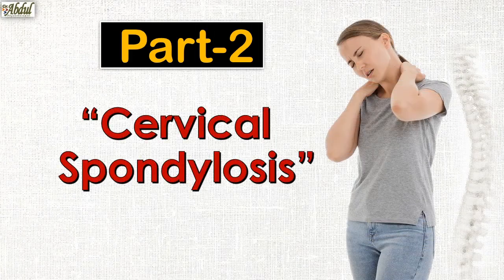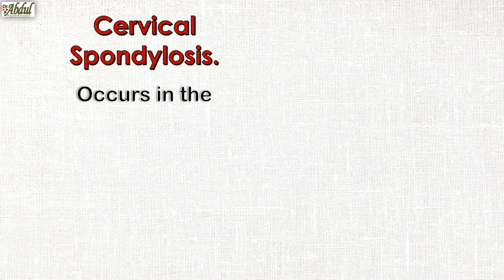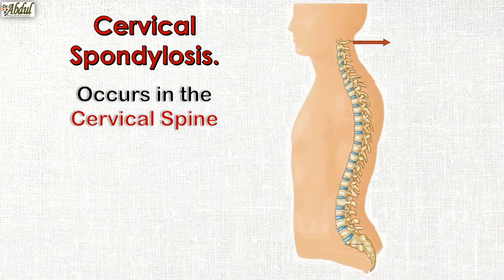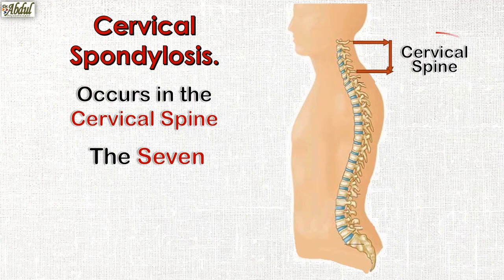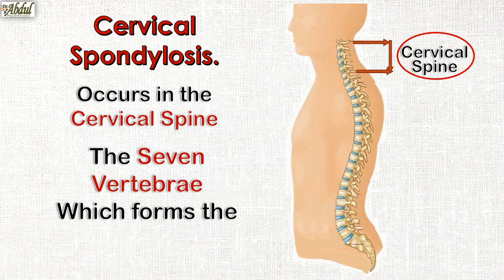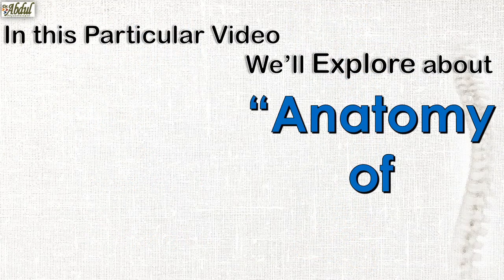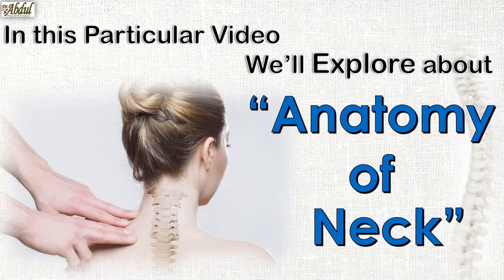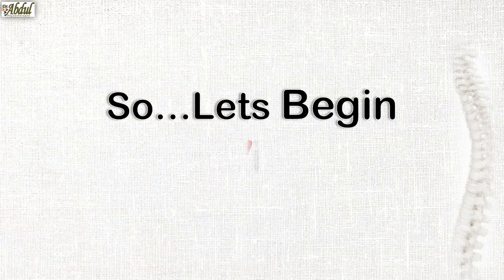Thank you. Part 2 of the Cervical Spondylosis series. Cervical spondylosis occurs in the cervical spine, the 7 vertebrae which form the neck region. In this particular video, we'll explore the anatomy of the neck. So let's begin the video.